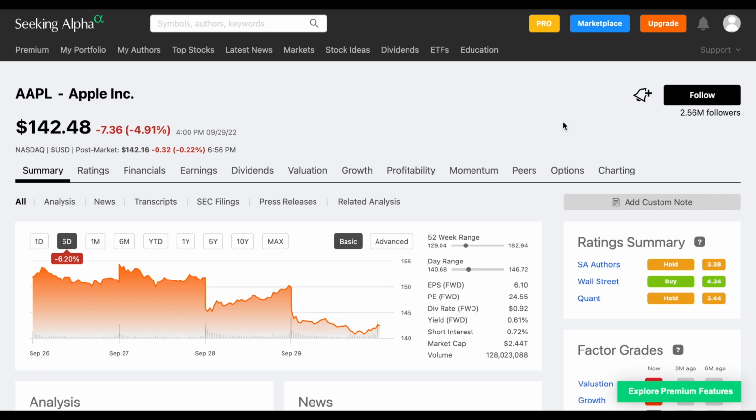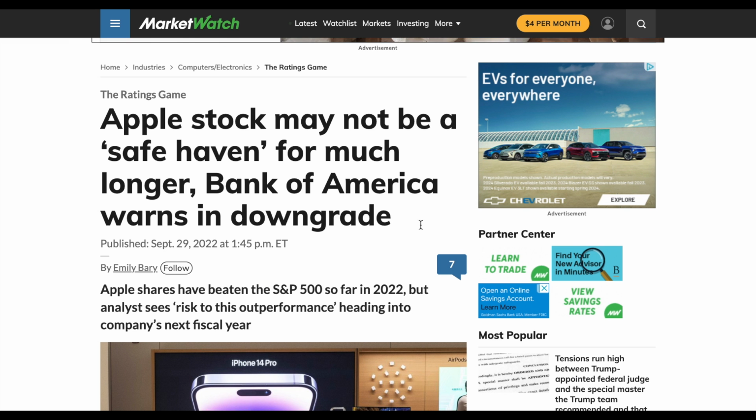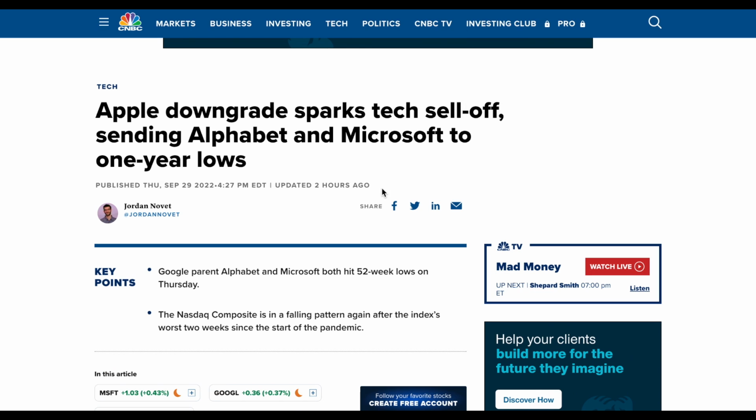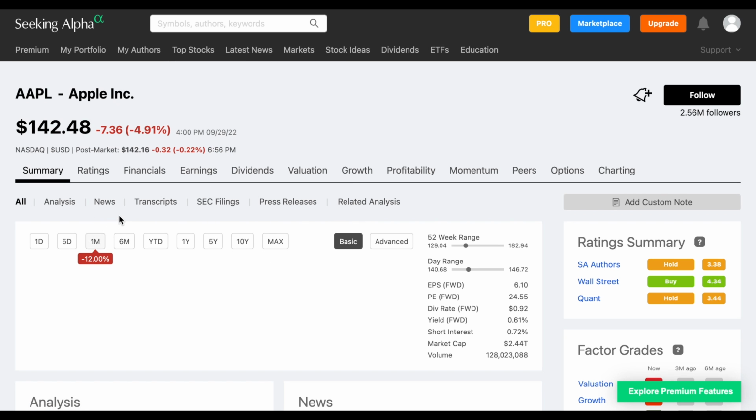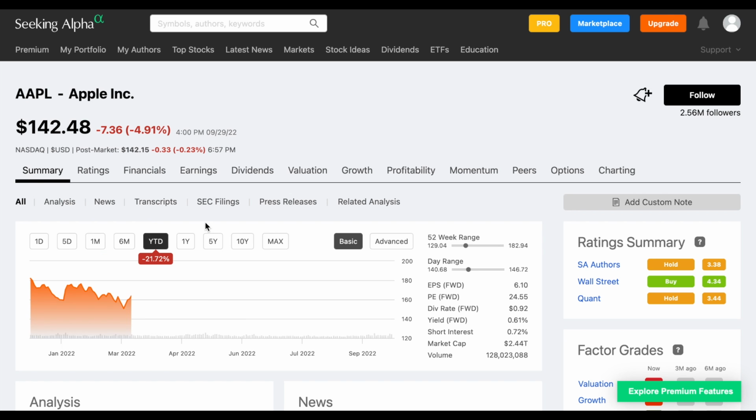Apple is in the midst of a huge sell-off due to Bank of America recently downgrading the stock, and this led to a huge decline within the whole technology industry over the past few days. If we jump back over to Seeking Alpha, we can see this company is down about 6.2% in the past 5 days alone. If we look at the past month, we can see they're down 12%, and year to date, they are down 21.72%.